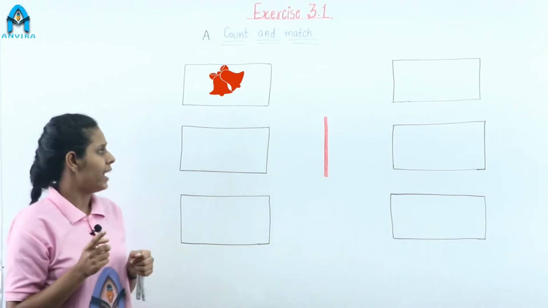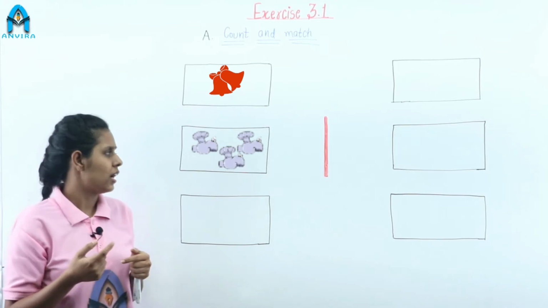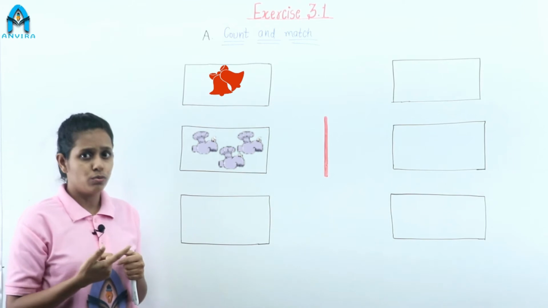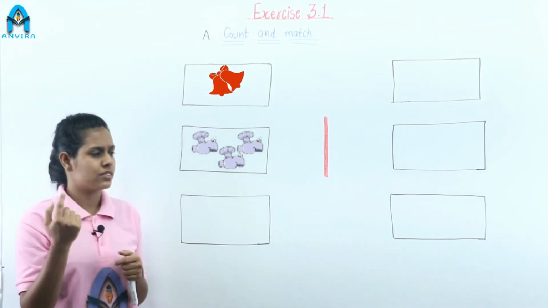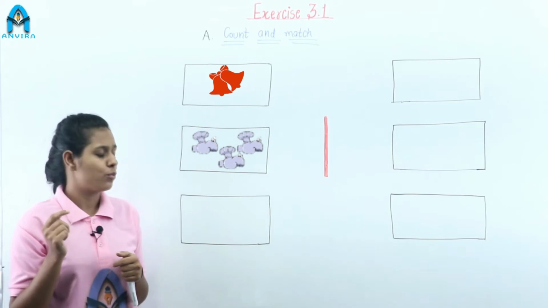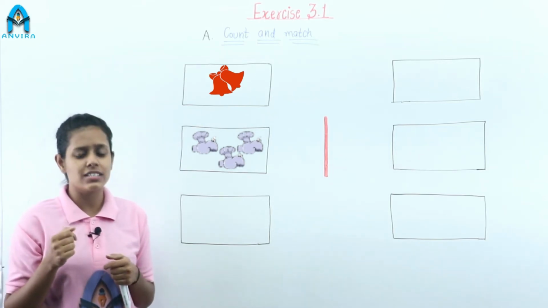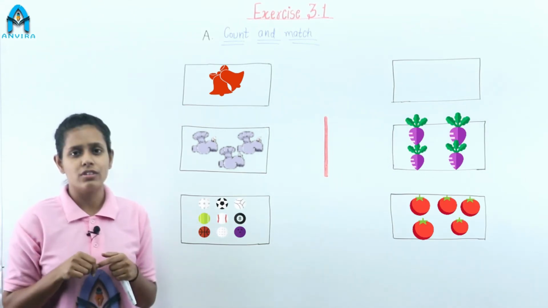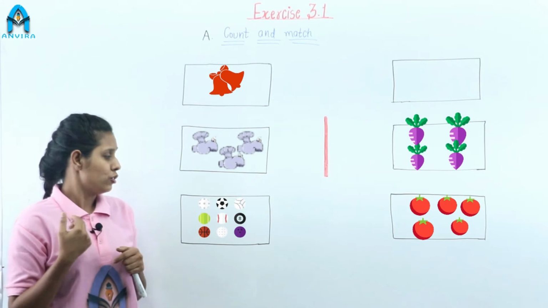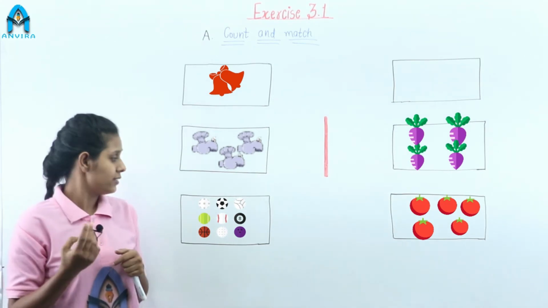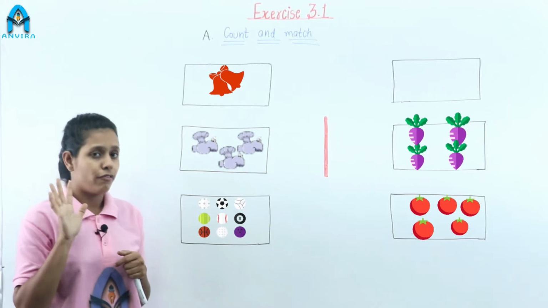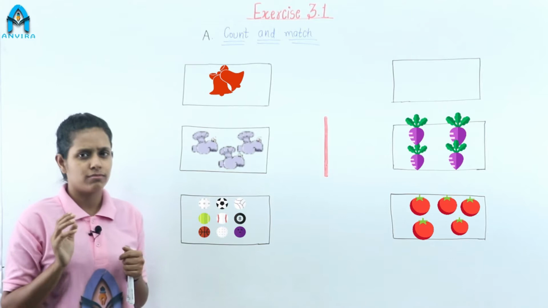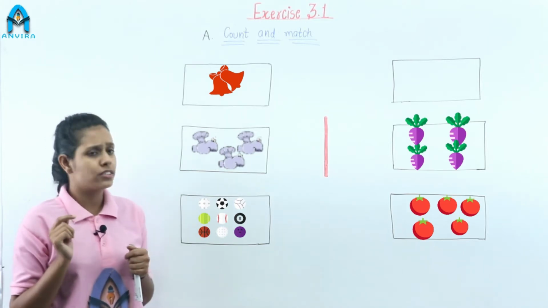No. Next, taps. How many taps? Let's count. 1, 2, 3. 3 taps. Can we match? No. Look at the next. What is this? This is balls. How many balls? Let's count. 1, 2, 3, 4, 5, 6. 6 balls. Can we match? No.